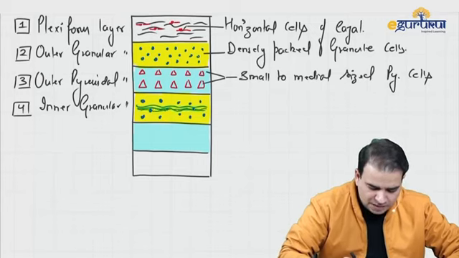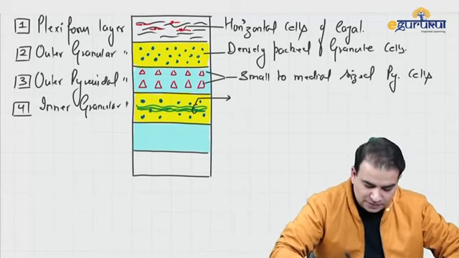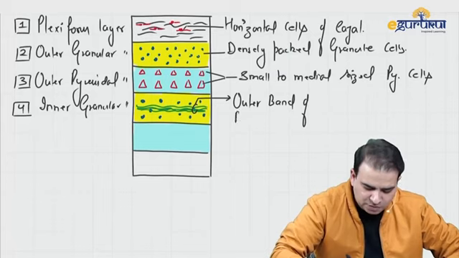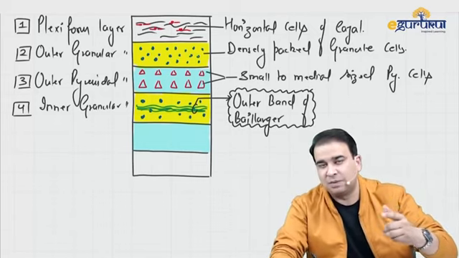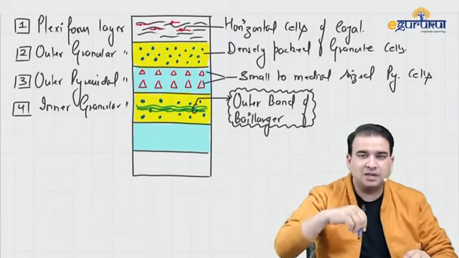These horizontally running myelinated axons are called the outer band of Baillarger. I believe this could be one of the reasons for asking a question from here, because it says outer band of Baillarger. But what layer are they in? They are in the inner granular layer. Outer band of Baillarger in the inner granular layer.